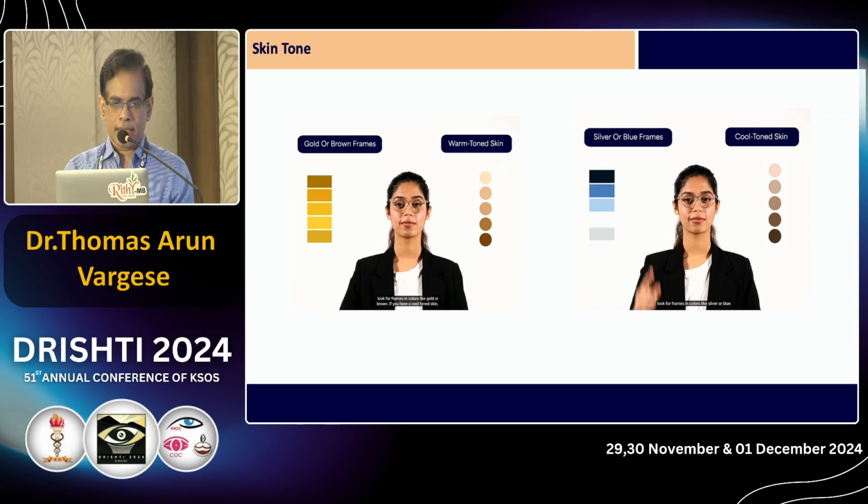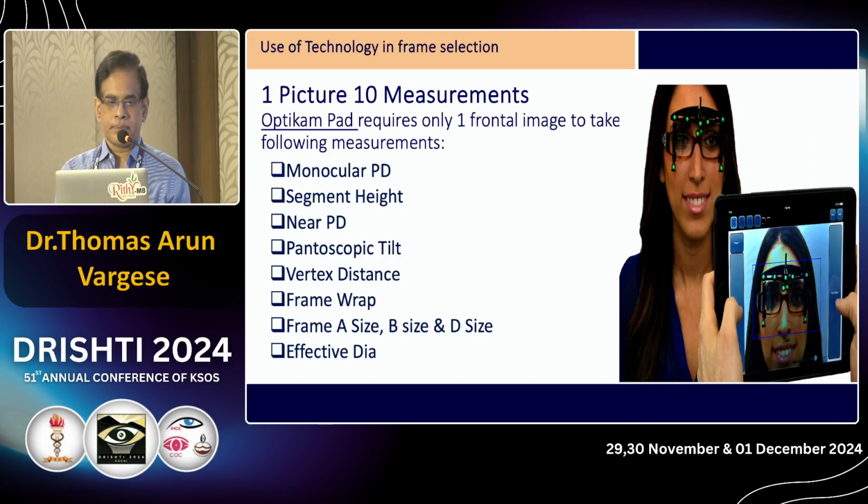Some people also suggested that based on the skin tone, you can use different lenses, but finally, as I said, it's a personal decision. So if it's a warm tone skin, go for a gold or brown frame, as opposed to a light, cool tone skin, where you go for a silver or blue frame.